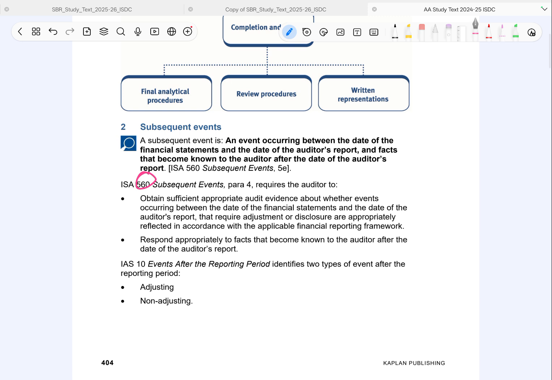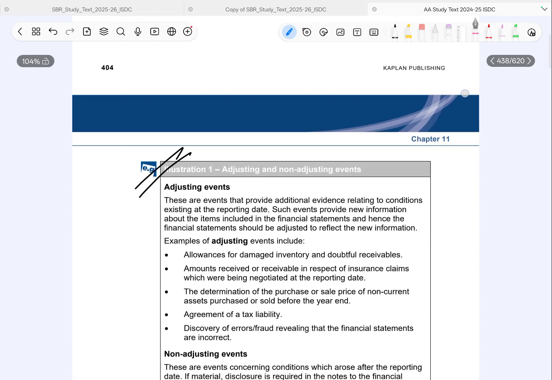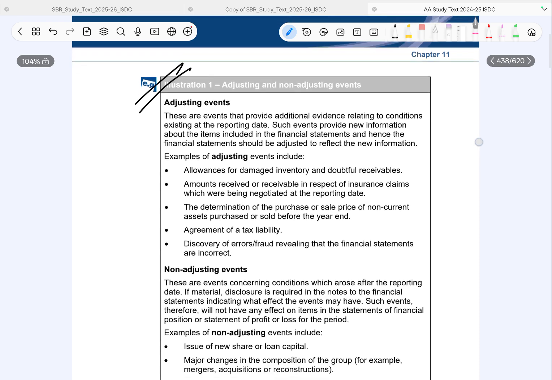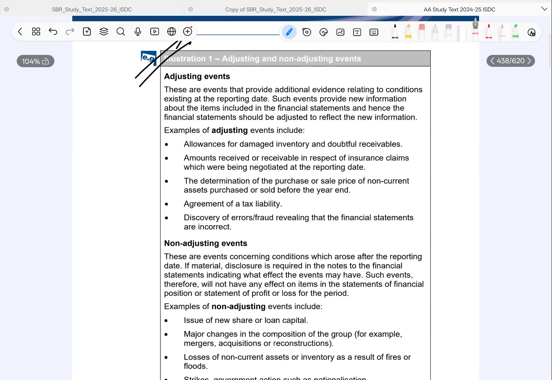Now, IAS 10 makes this even easier by classifying subsequent events into two types: existing and non-existing. And trust me, this classification is everything for your exam. Okay, so let's understand the most important part, which is existing events versus non-existing events. This is where students either score or lose marks.